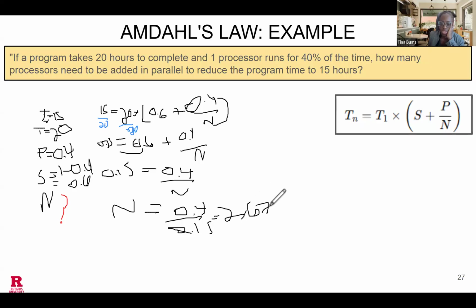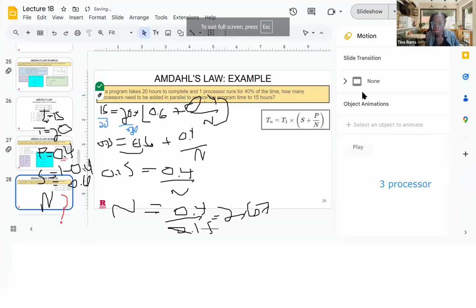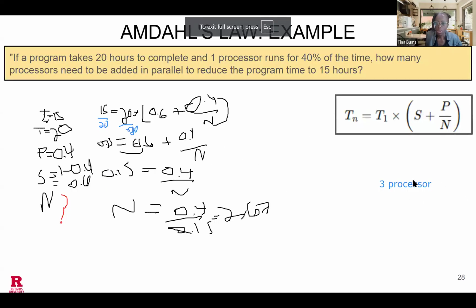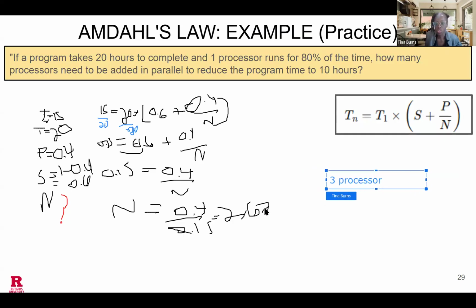0.15, which ends up being approximately 2.67. So the number of processors I need is 3, right? I end up needing 3 processors because, of course, you can't have a portion of a processor. So my final count of processors is going to be 3. All right, so hopefully that all makes sense. So 3 processors are going to be my final answer.